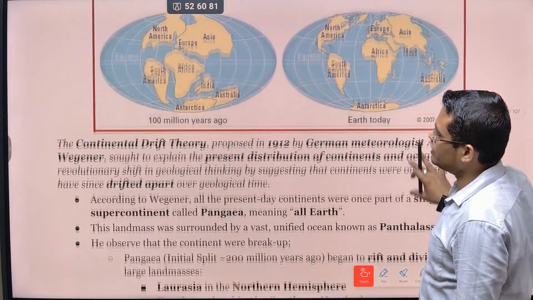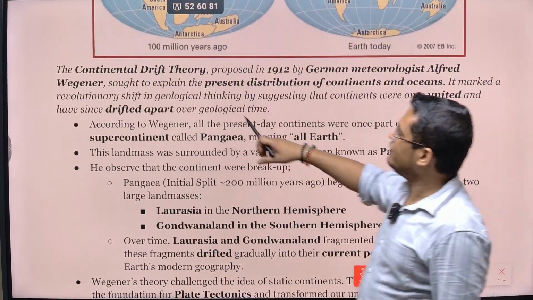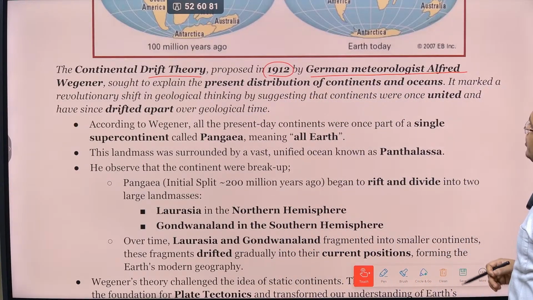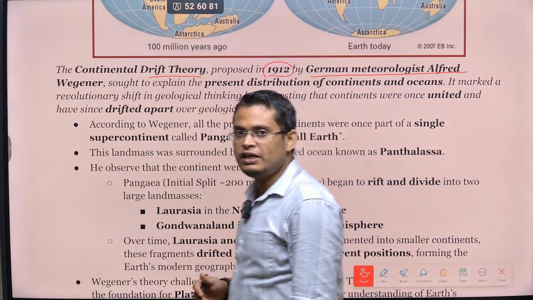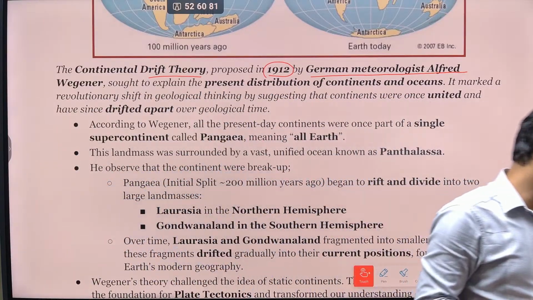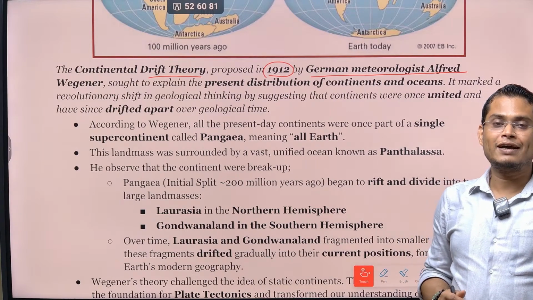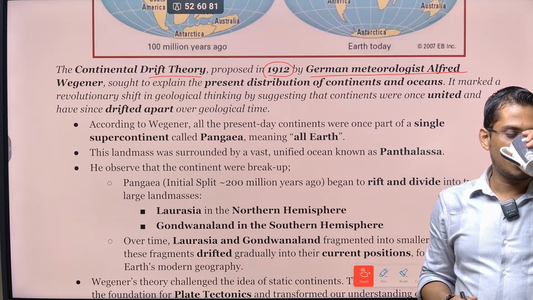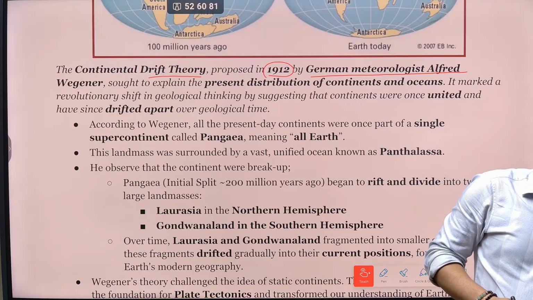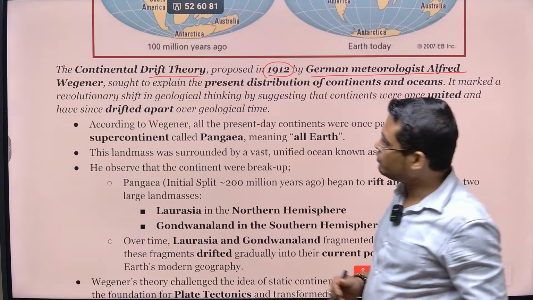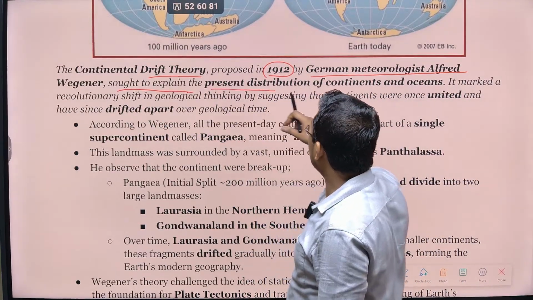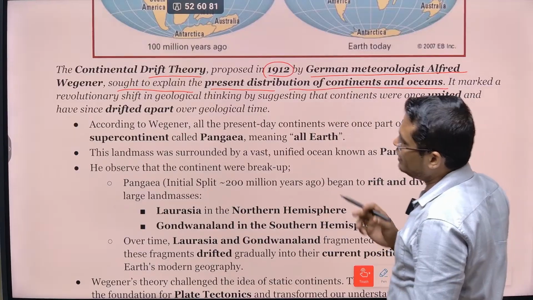Let's move ahead. So this theory is called continental drift theory. It was proposed in 1912 by the German meteorologist Alfred Wegener. Look, sometimes UPSC may ask a question about the theory and which person proposed it. For that reason, you have to understand the theory and the name of the person who proposed it. Okay? So Wegener sought to explain the present distribution of continents and oceans over different time scales.